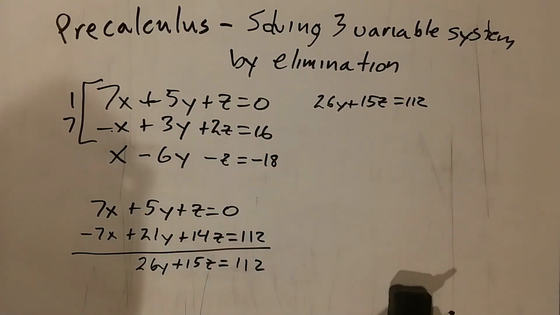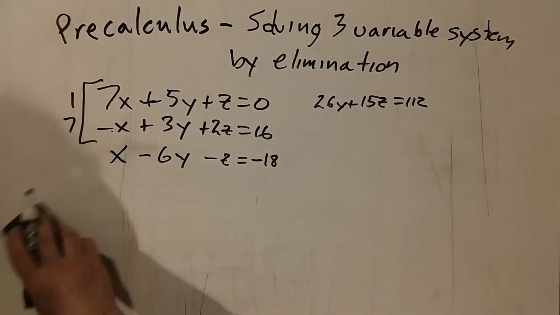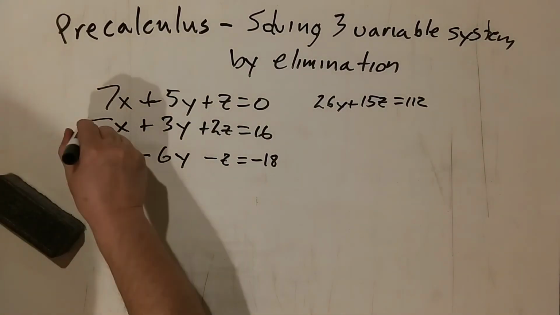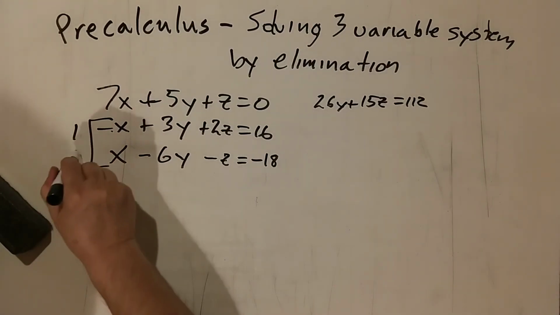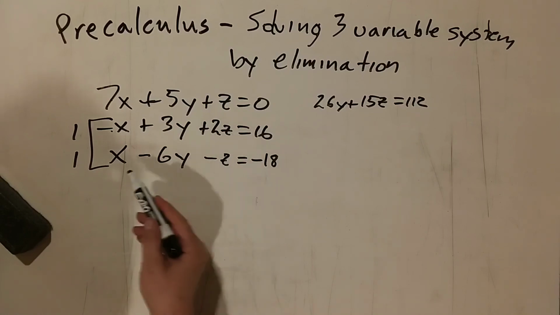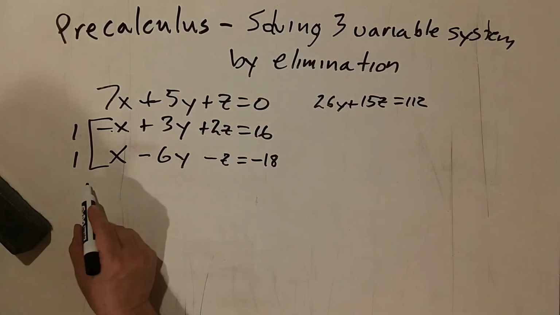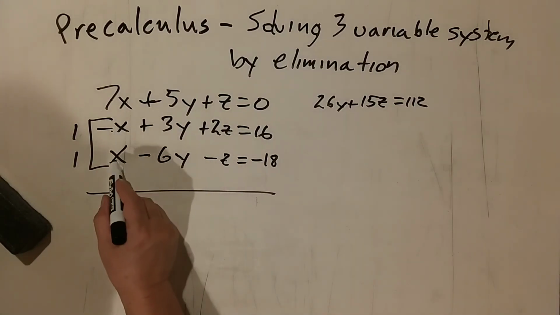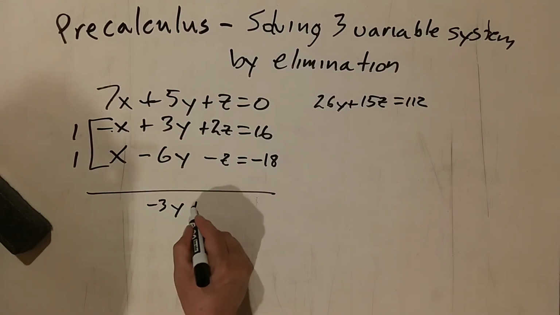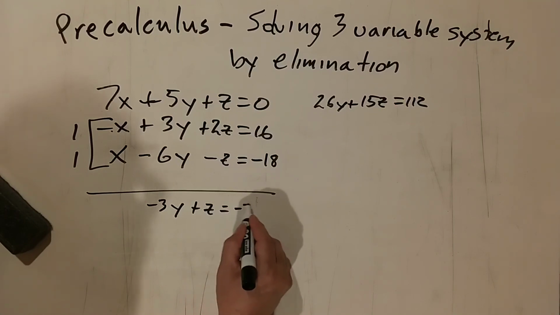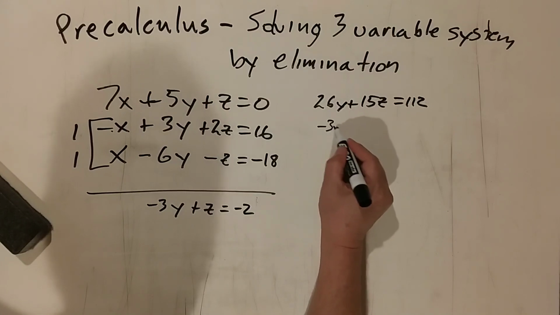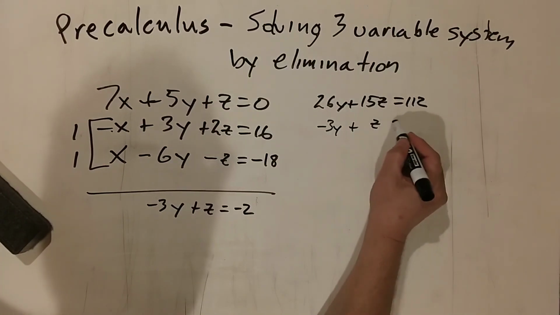Now we'll do the same thing with the bottom two equations. Well, that's just 1 and 1. That doesn't change the equations at all. So I could just add them up without having to rewrite them. x is eliminated, and this is negative 3y plus z equals negative 2.